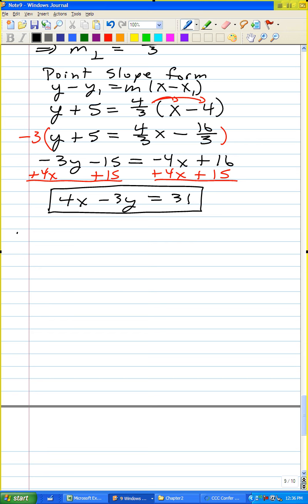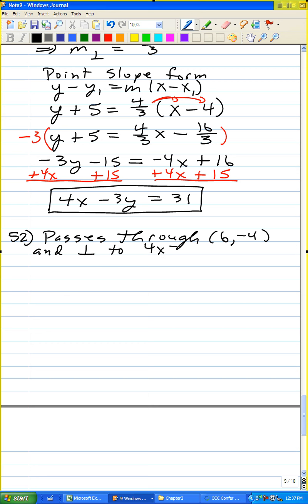Let me do problem number 52. So now it passes through (6, -4), and it's perpendicular to 4x equals 2y minus 3. So let me try to find the slope of this line.